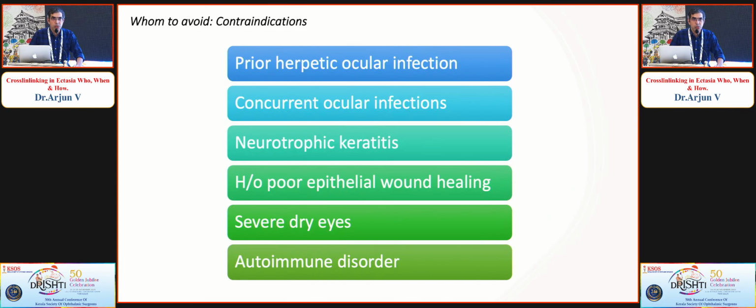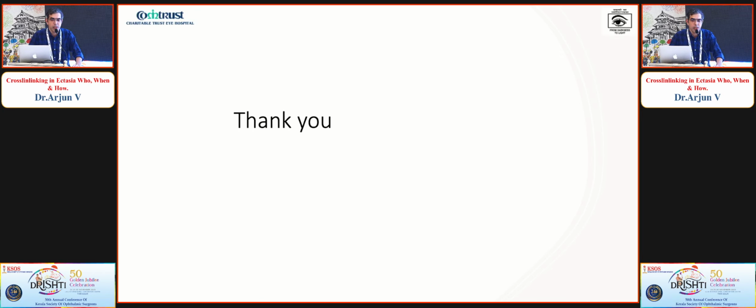And when not to do it, always remember, if there is any herpetic disease which can be reactivated by ultraviolet light, or in case of steroid use, or any eye with poor epithelial healing, neurotrophic, or severe dry eye, you have to be careful in taking up such patients. And even in VKC patients, you have to control the VKC before you take them up for C3R.